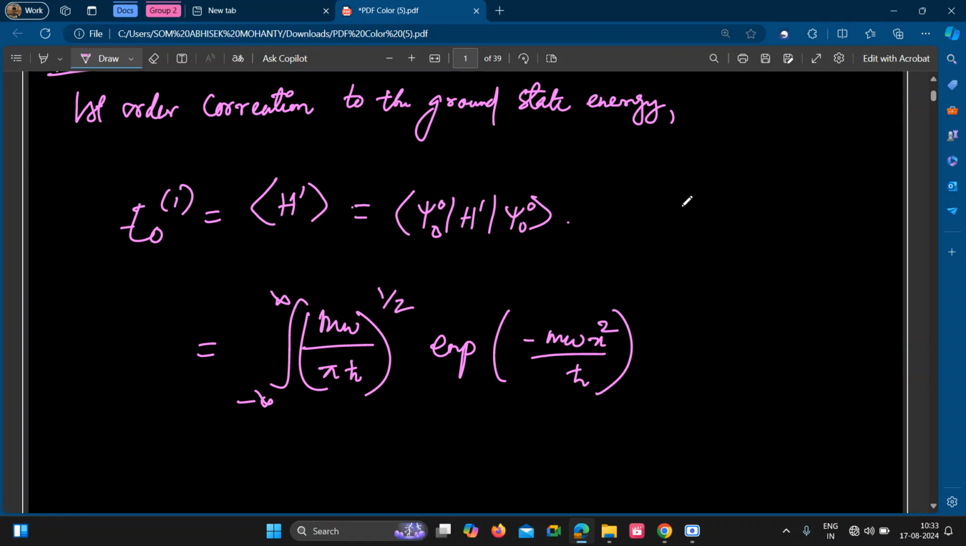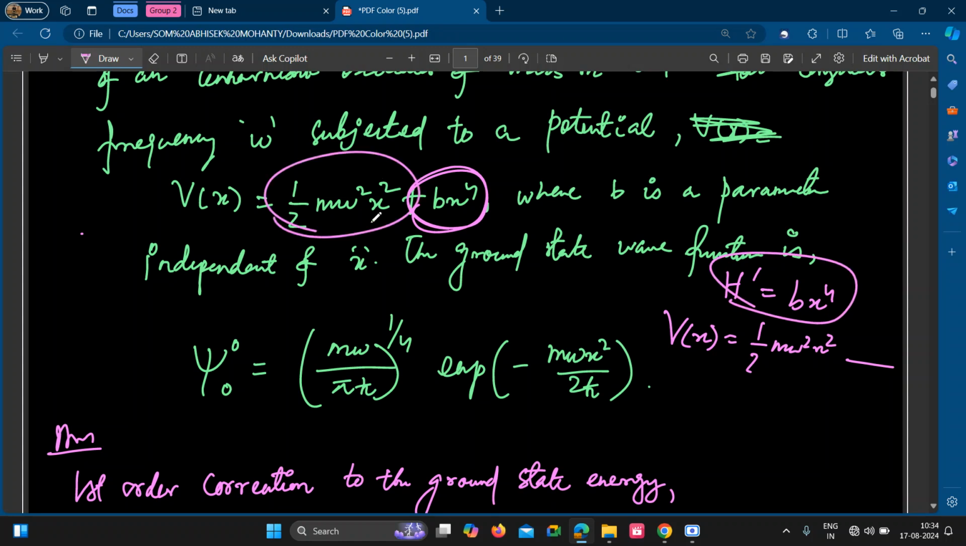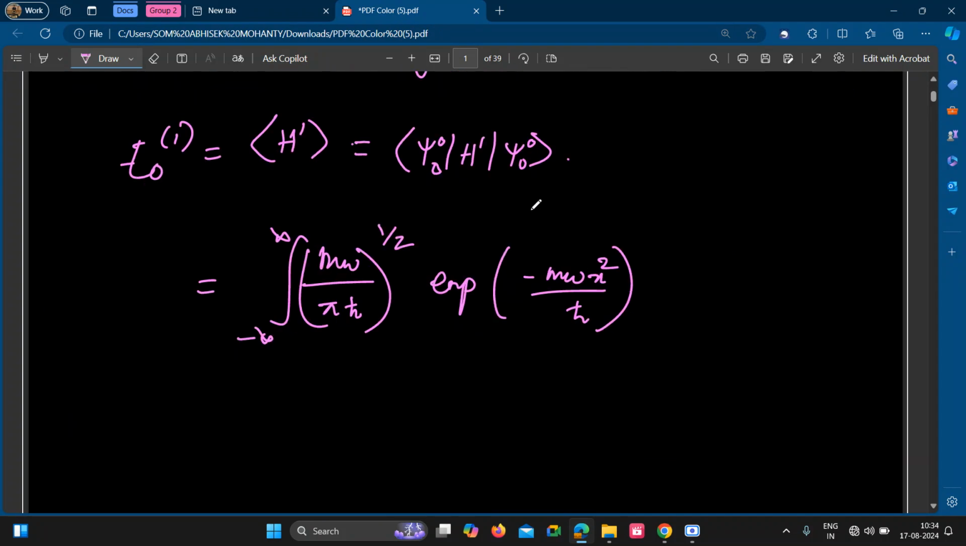H dash is your perturbation term. How to get the perturbation? We know the potential of a harmonic oscillator is 1/2 m omega square x square, so anything extra to the right of this expression is your perturbation term. So this is your H dash, b x to the power 4. Because this is the normal potential, this is an extra term. What do we mean by perturbation? An extra energy term. So b x to the power 4 is the perturbation. So H dash will be b x to the power 4, and this is your dx.